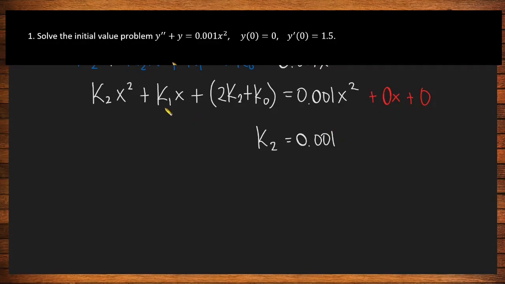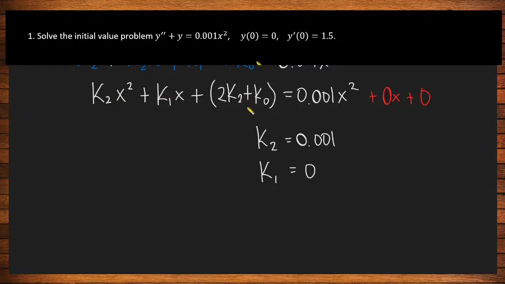Next naman is yung coefficients ng x na term. So, on the left side, we have k sub 1. And then, on the right side, we can see that the coefficient of x here is equal to 0. Therefore, we will have k sub 1 equal to 0.